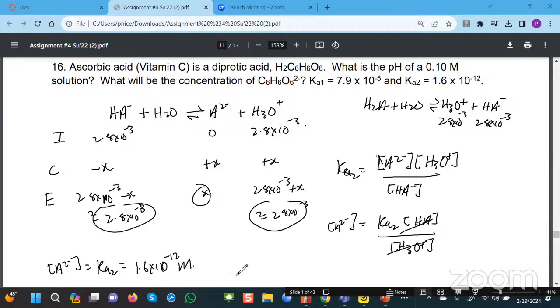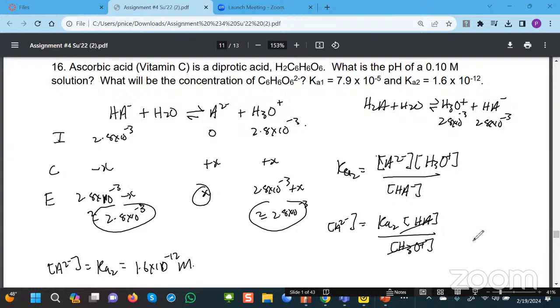And no surprise, it's so small because you would expect the percent dissociation for the second step to be much less compared to the first step. So that's basically how that works. All right. Any questions about this? Any questions out there in Zoom?